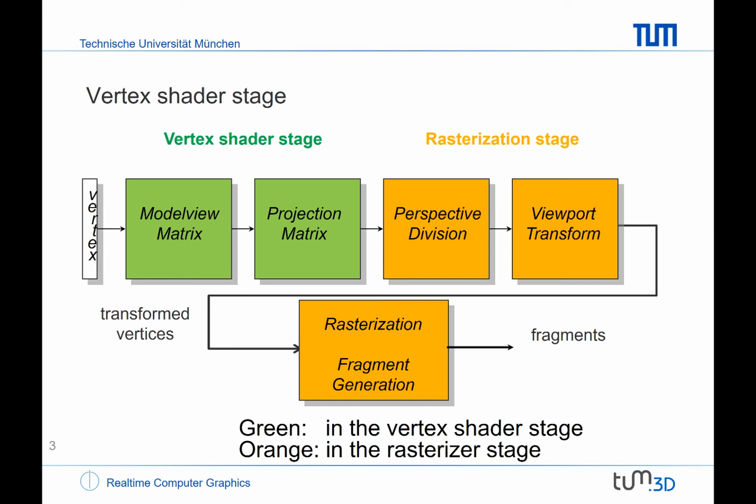Green means that we can program this stage, and then the transformed vertices are passed on to the rasterization stage, and the rasterizer then performs a couple of operations like the perspective division and another transformation, the viewport transformation. We haven't yet talked about that transformation, but we'll do in a second. And finally then comes, so to say, the core of the rasterization process. The rasterizer then computes the coverage of the projected triangles in the pixel raster, and for each covered pixel, a so-called fragment is generated.